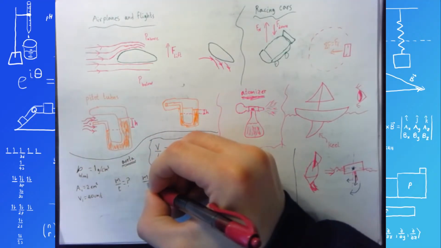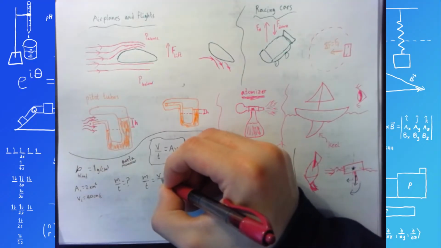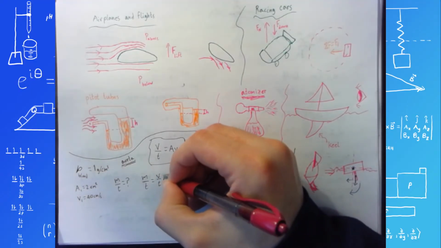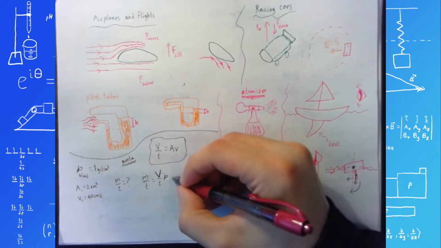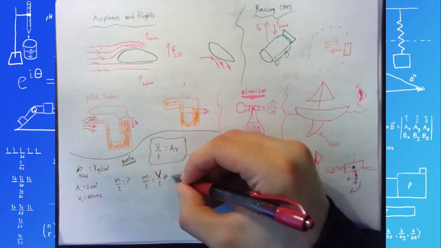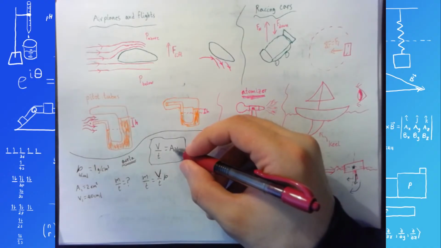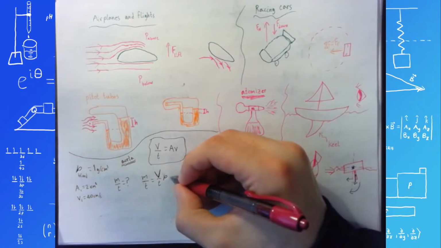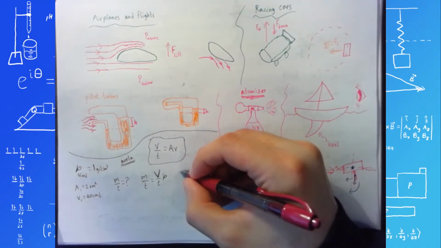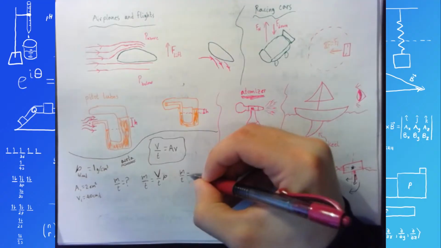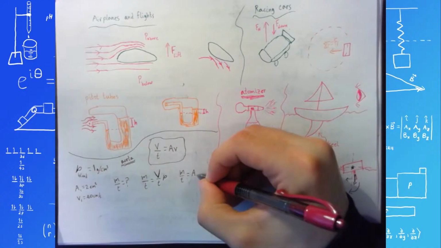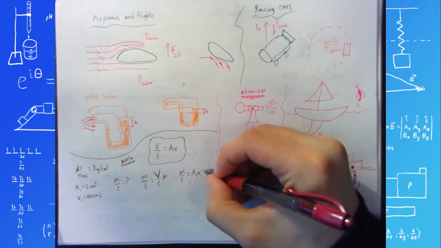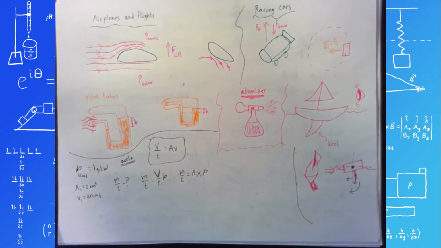M over t is just going to be equal to big V over t times the density. Volume times density equals mass. And V over t is equal to area times velocity, so we can just do m over t equals V over t times density, which is A1 V1 times density, and there we have it. Just multiply those numbers together and we will be done.